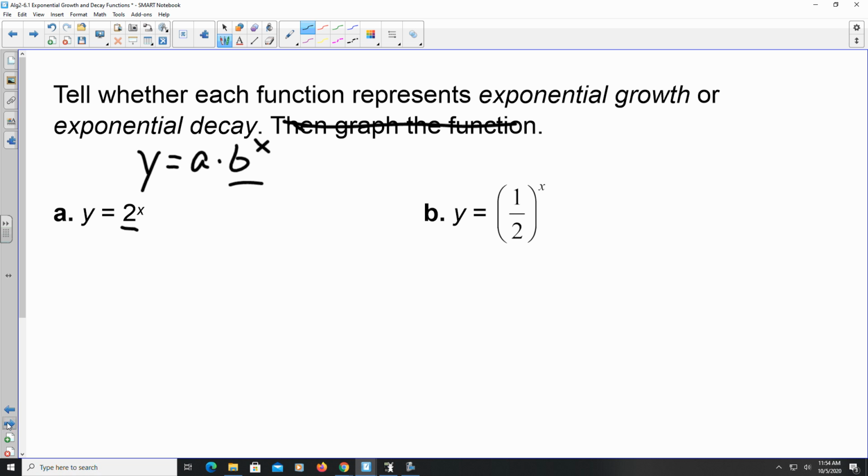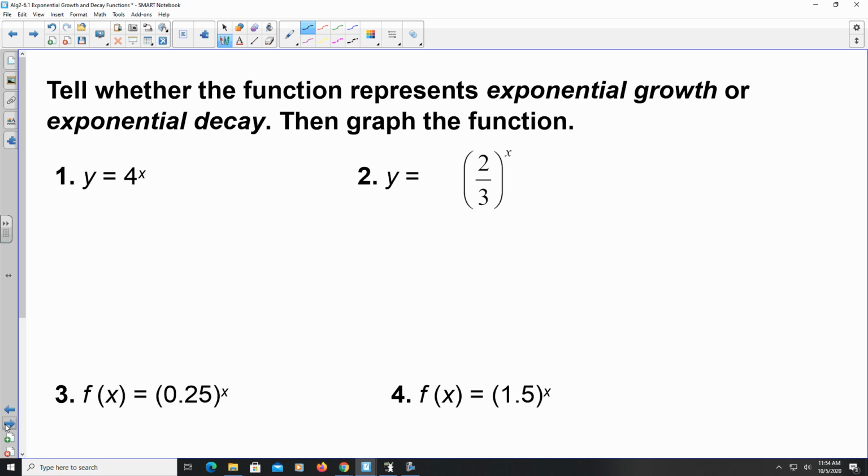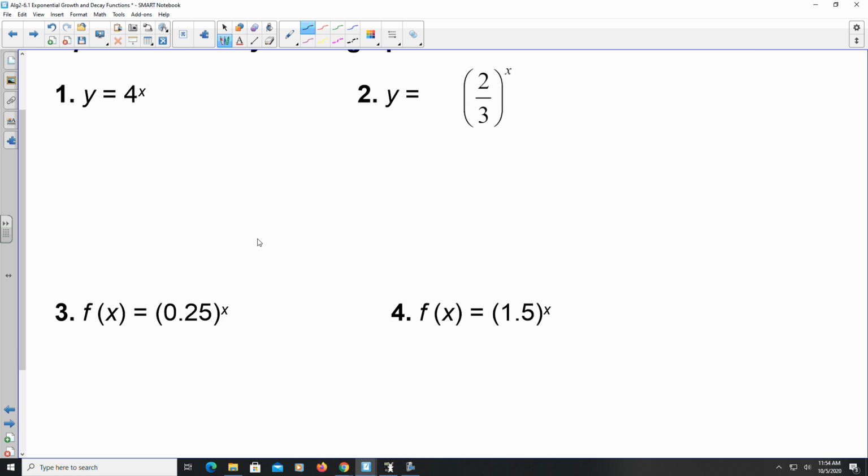Since 2 is raised to the x power, 2 is greater than 1, so part A is a growth. 1/2 in part B is being raised to the x power. B falls between 0 and 1, so it is a decay. These are just being able to tell whether it's exponential growth or exponential decay. I would advise you to try them out yourselves. If you're unsure, please let me know. I'm more than happy to lend some advice.